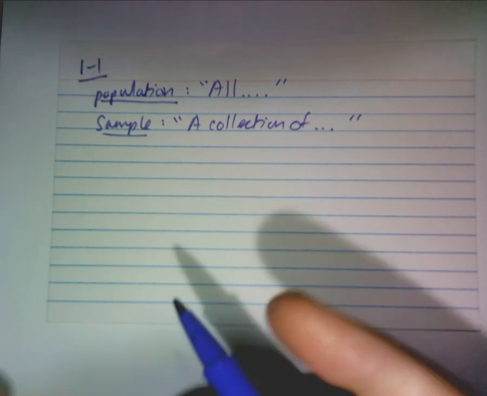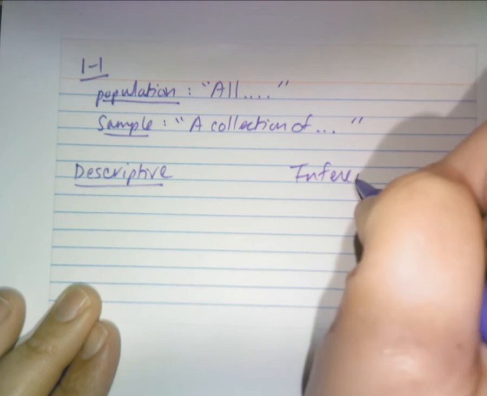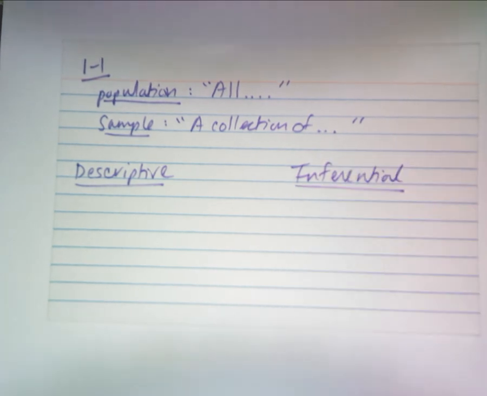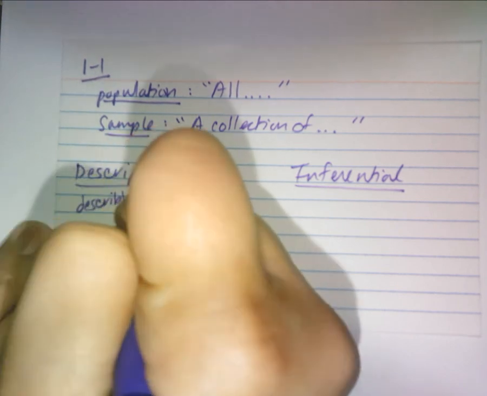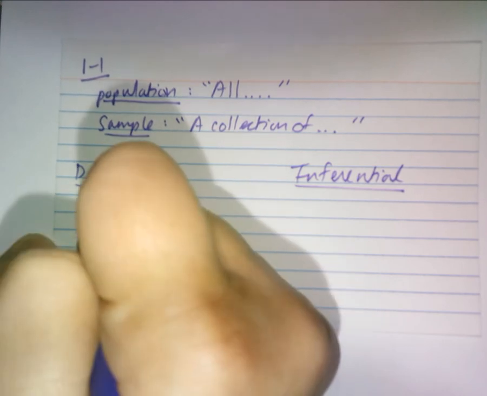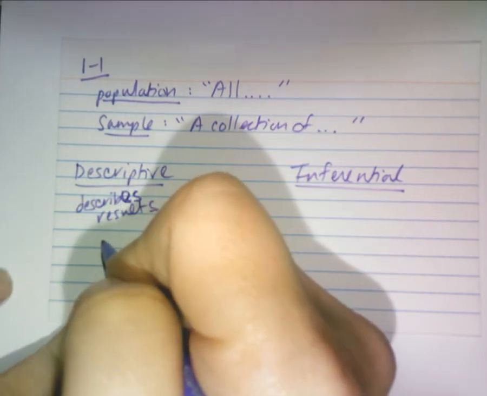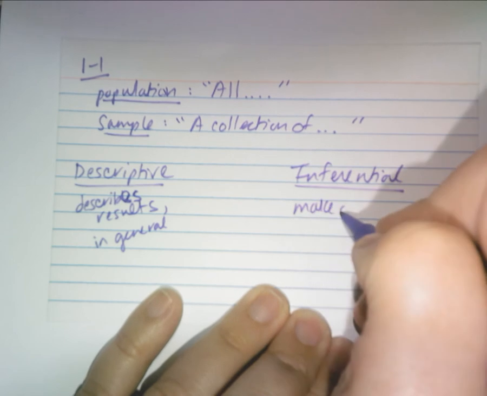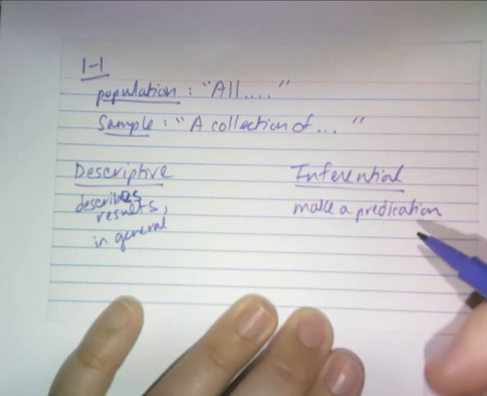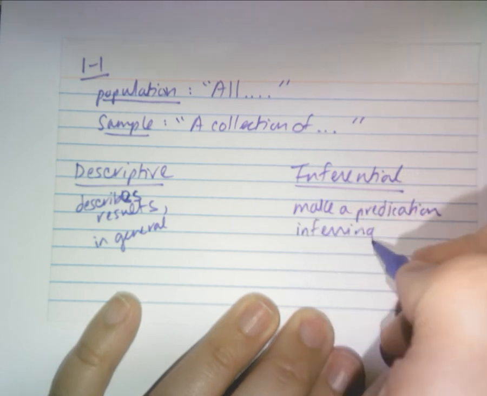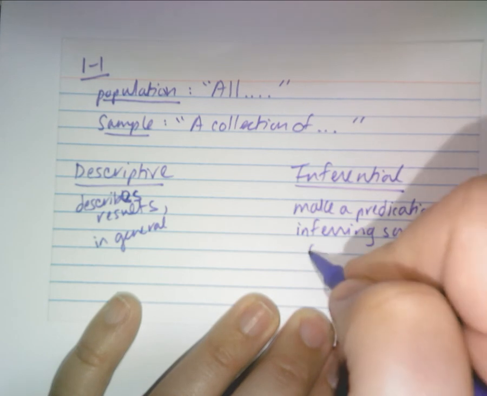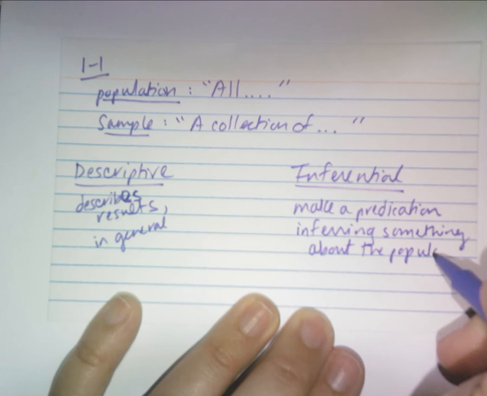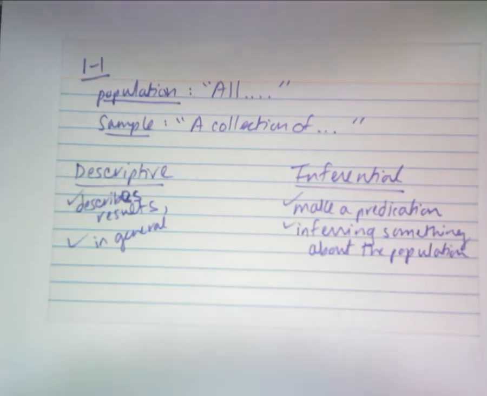Easy, okay? Next thing, we need to know the difference we learned the last time between descriptive and inferential. That'll be the next thing on the quiz. Descriptive describes results. It is in general. Inferential, you are going to make a prediction, and I will be very obvious. You'll see on the study guide. Inferring something about the population. Okay. That was what we learned about inferential.